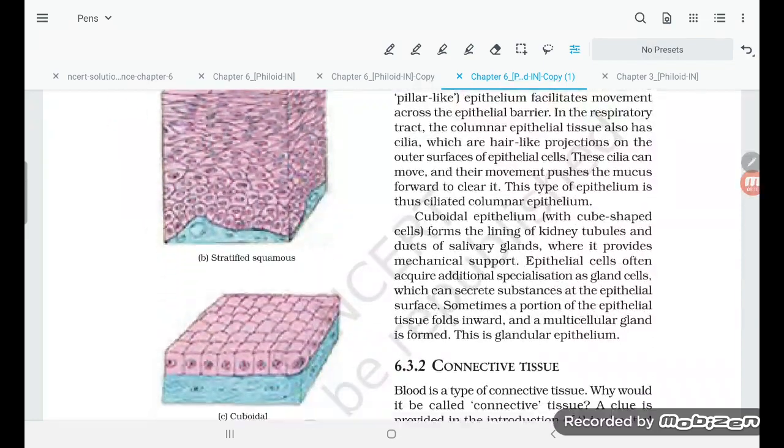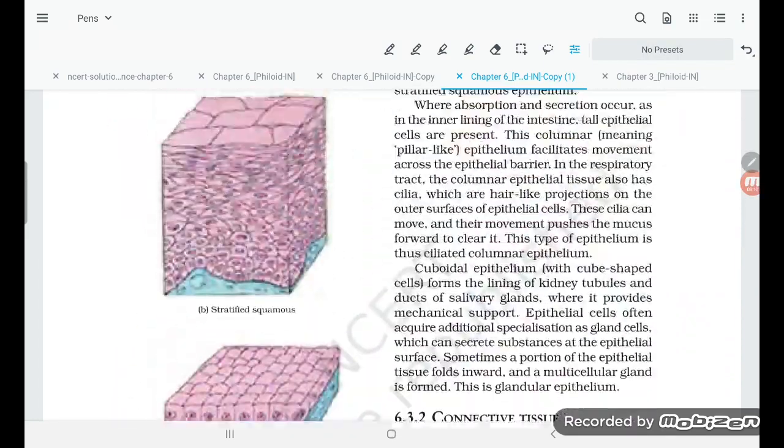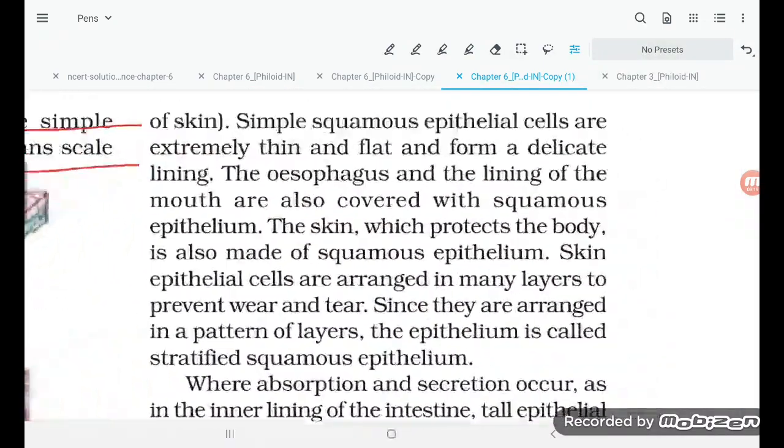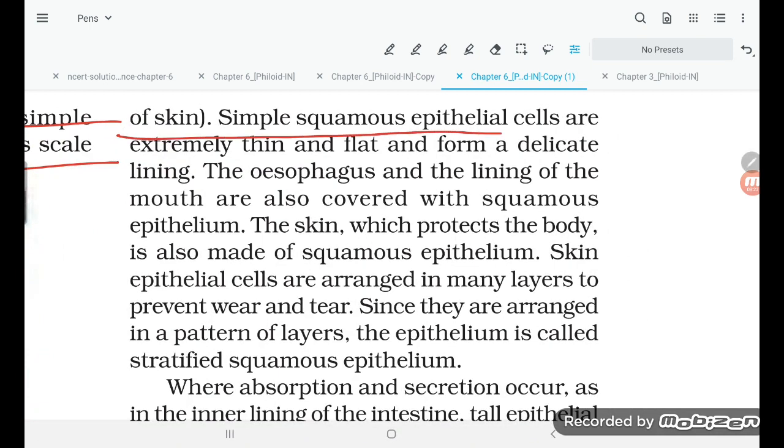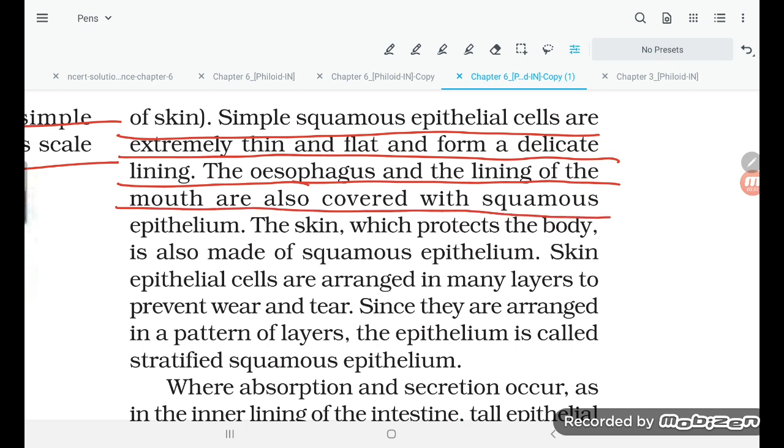Okay, squamous means scale. Squamous means scale of skin. Simple squamous epithelium cells are extremely thin and flat and form a delicate lining. The esophagus and the lining of the mouth are also covered with the squamous epithelium. The skin which protects the body is also made up of squamous epithelium.